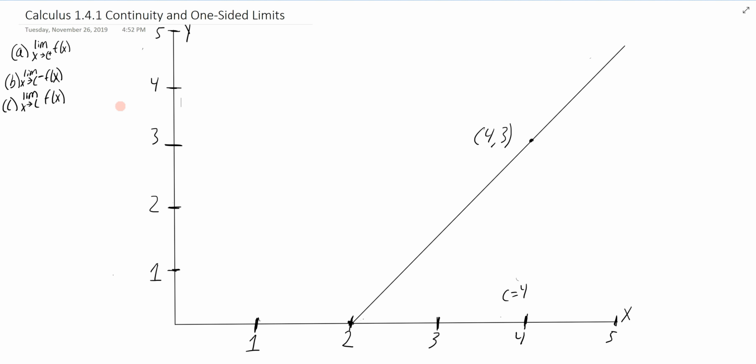If you look here at this graph, we have a linear line going through the point (4, 3). If we're looking at continuity here, we'd say, well, this is continuous. There are no breaks whatsoever. So this is continuous.